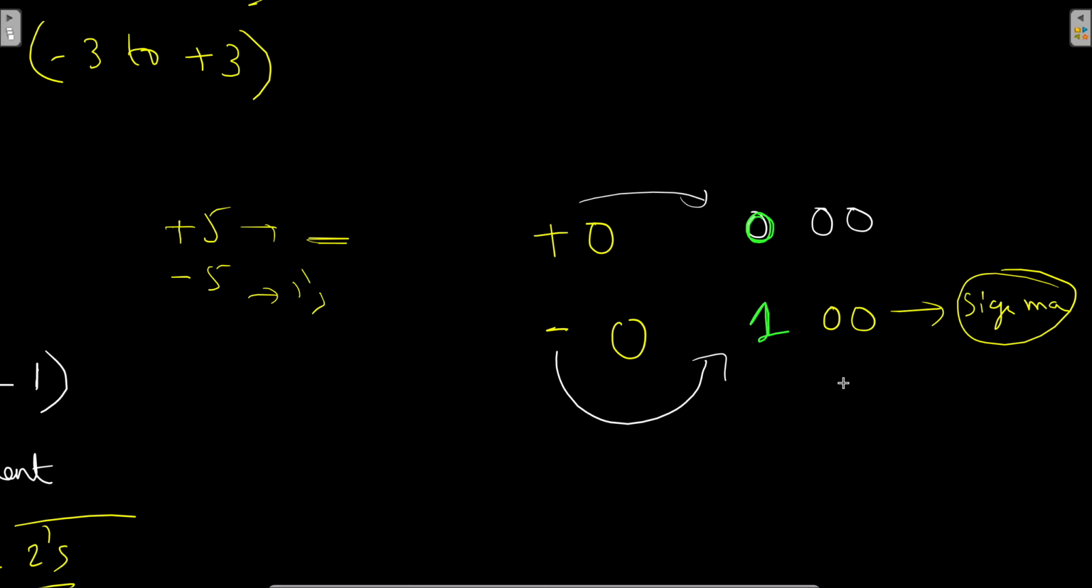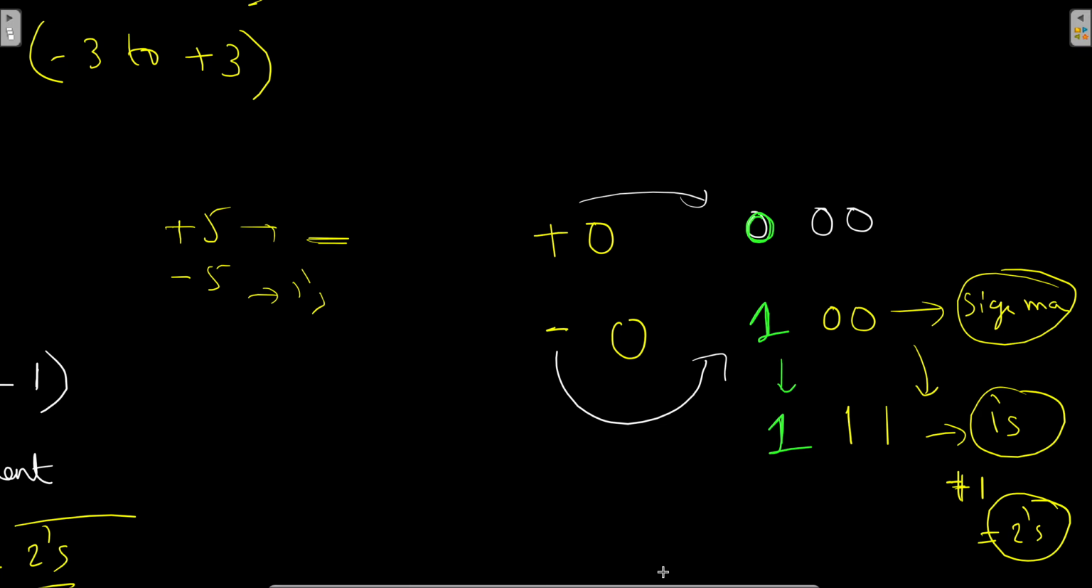For these values I am doing 1's complement. When I am doing 1's complement, I am taking common sign and complementing the 2 digits. That will be 1 1. 0 means 1, 0 means 1. This is 1's complement. For this I am adding 1, then that will be 2's complement. So I am adding 1 here.